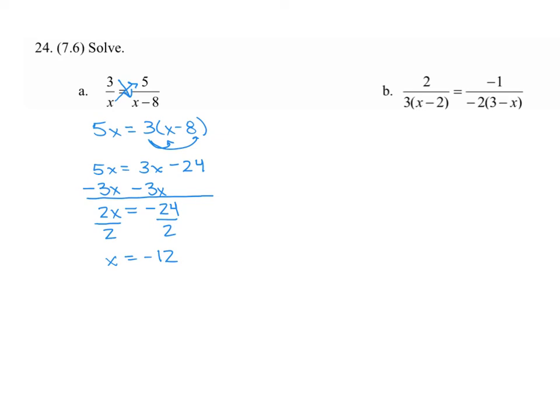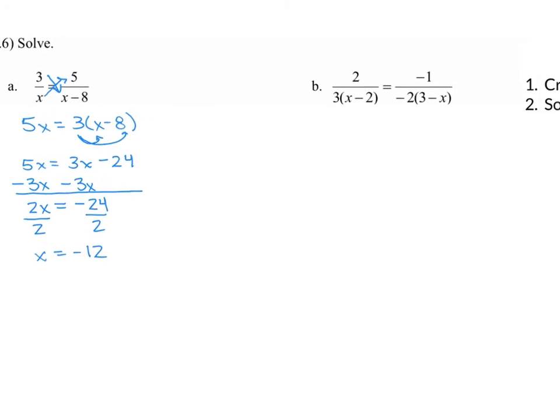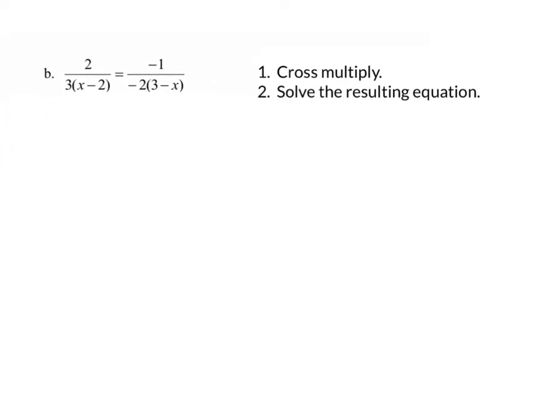We are not going to give you any problems that involve extraneous solutions, so you are not required to check your answers. Let's try one more. For B, we have 2 over 3 times x minus 2 equals negative 1 over negative 2 times 3 minus x. There are two things that you can do here. You can distribute to clear the parentheses at this stage, but if you do that, you're going to end up having to distribute twice.